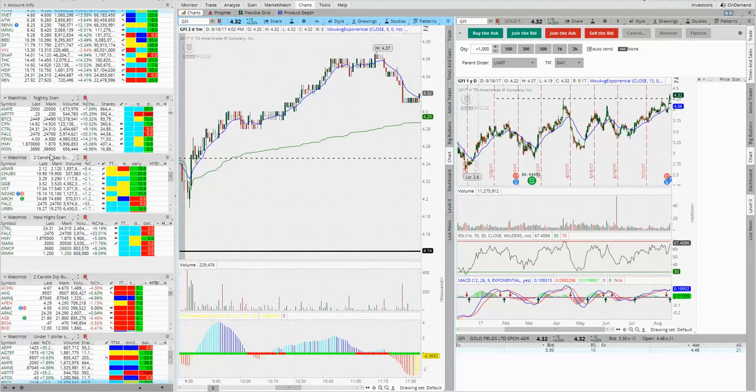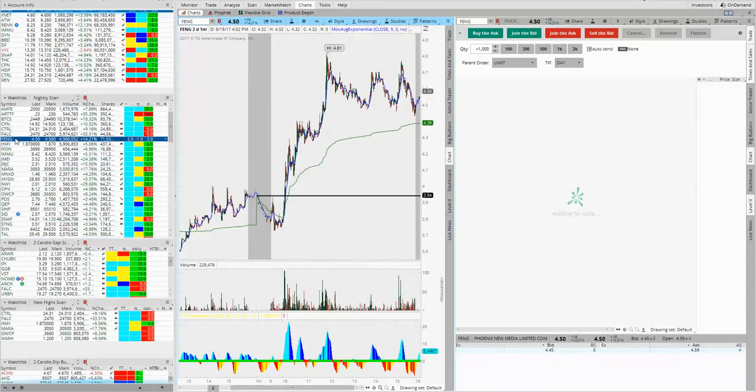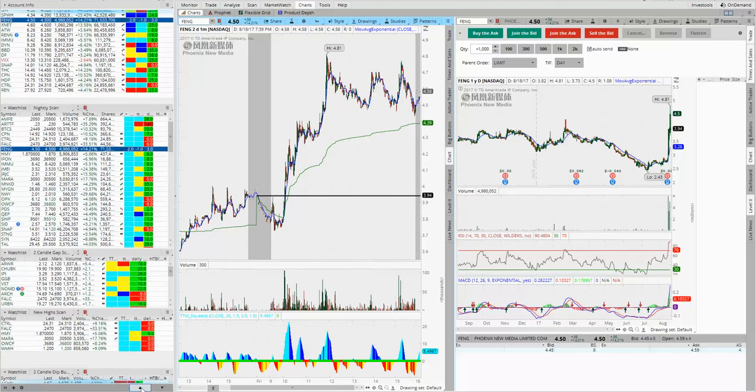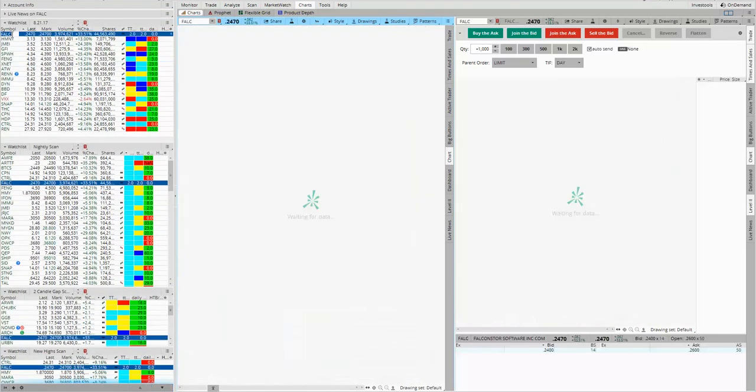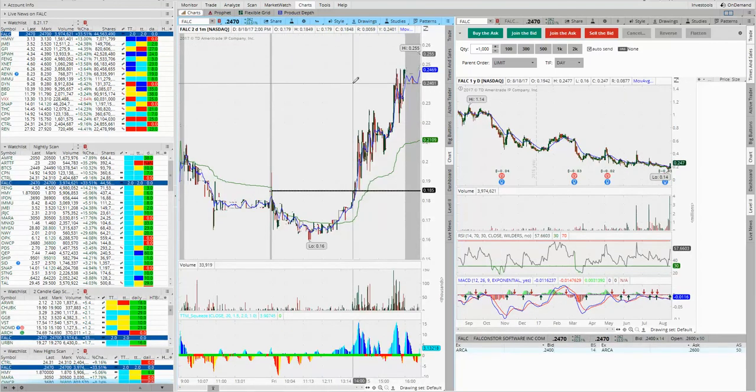Now, because I work, I can't look at stocks all day. Unfortunately, there was a stock. Let me see if this is my watch list for Monday. I'm going to post it to Twitter. There was a stock that I wanted to trade, and I did not trade it. I took another trade on FALC. I made like 40 bucks on it.